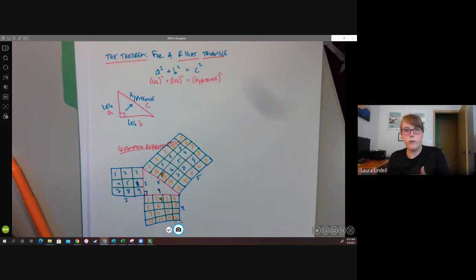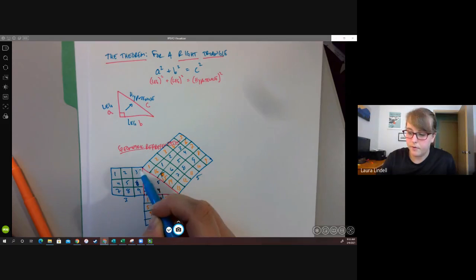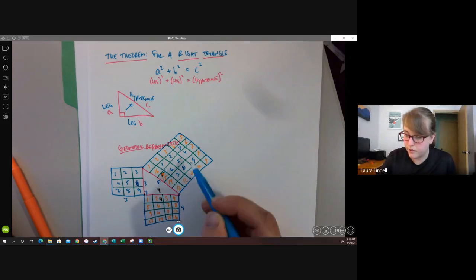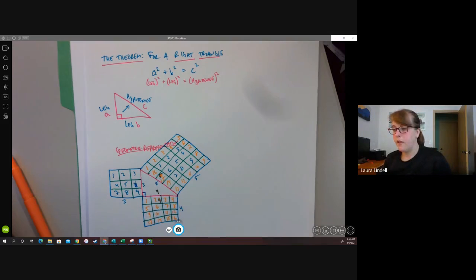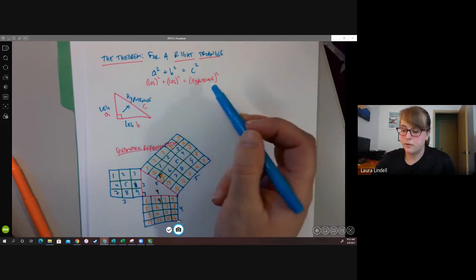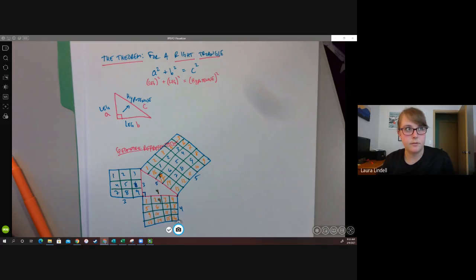So this is another way that we can kind of represent what's going on here. All the squares that make up this one plus all the squares that make up this one equals all the squares that are made up by this one. And this works for any right triangle, that the leg squared plus the leg squared equals the hypotenuse squared. Okay, so that's kind of a geometric representation of what's going on. Now we're going to actually figure out how we would use this to solve for a missing side.